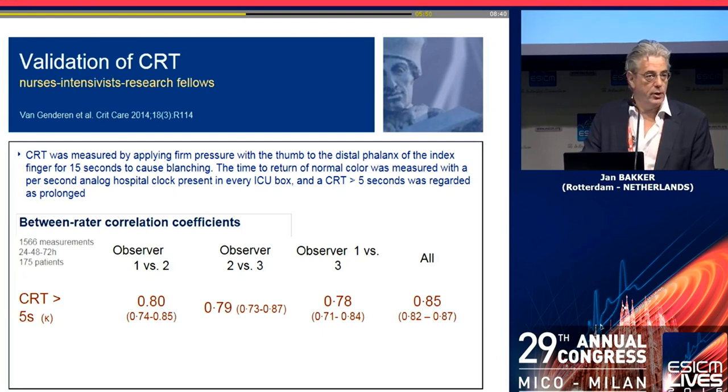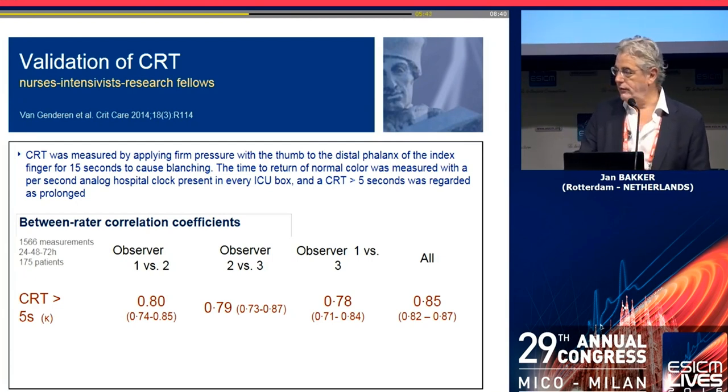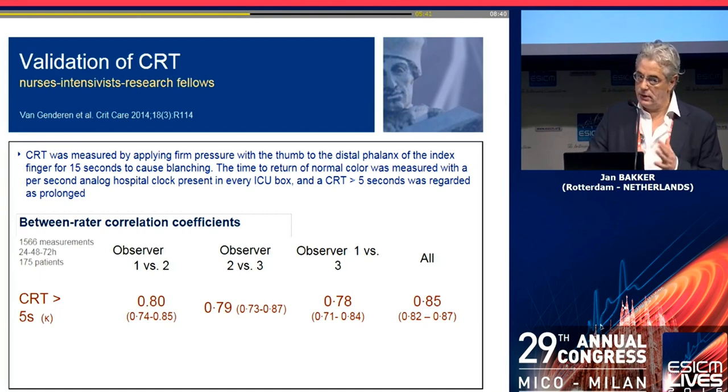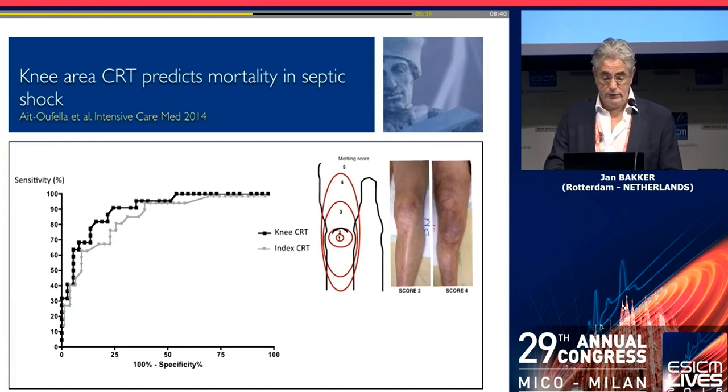You find a kappa of 0.85. That's very good. And so inter-observer variability is not that big. Not as big as we thought about 20 years ago, and basically abandoned capillary refill time.